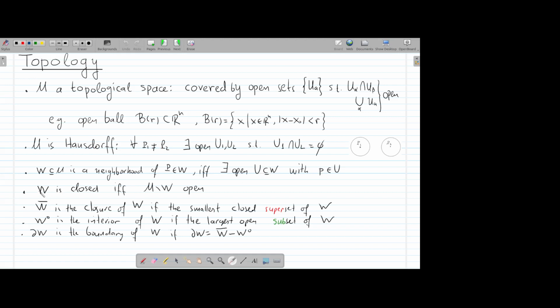A set in M is closed if its complement with respect to M is an open set. We call W bar the closure of W if it is the smallest closed superset of W, and the interior of W if it is the largest open subset of W. The boundary of W is the difference between its closure and its interior.